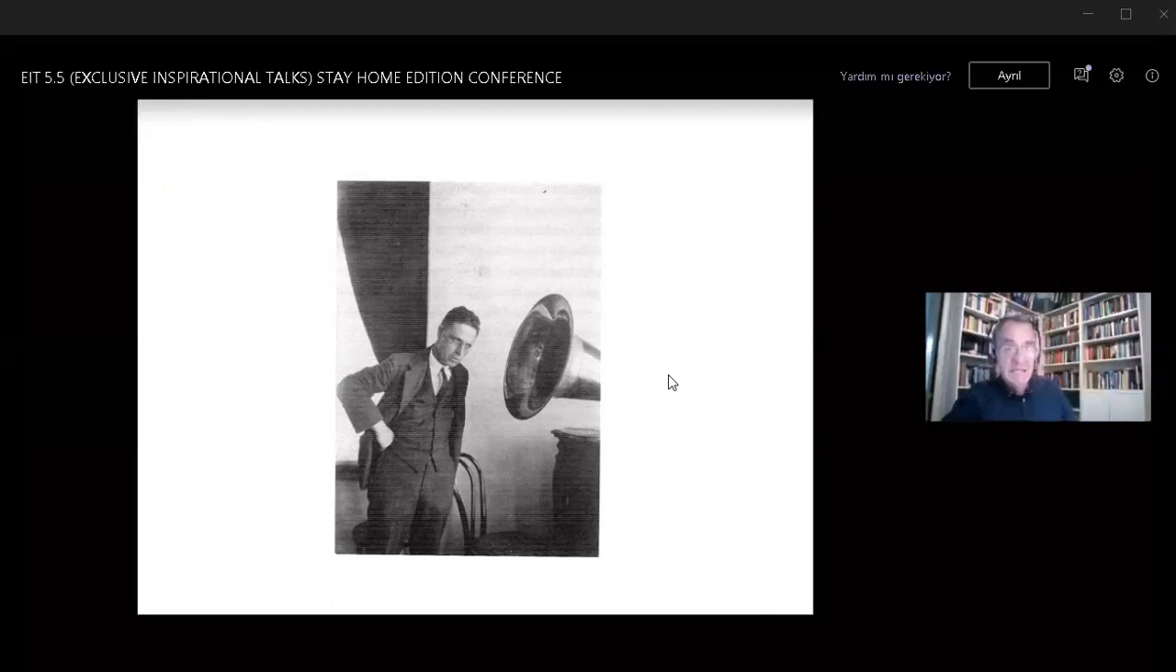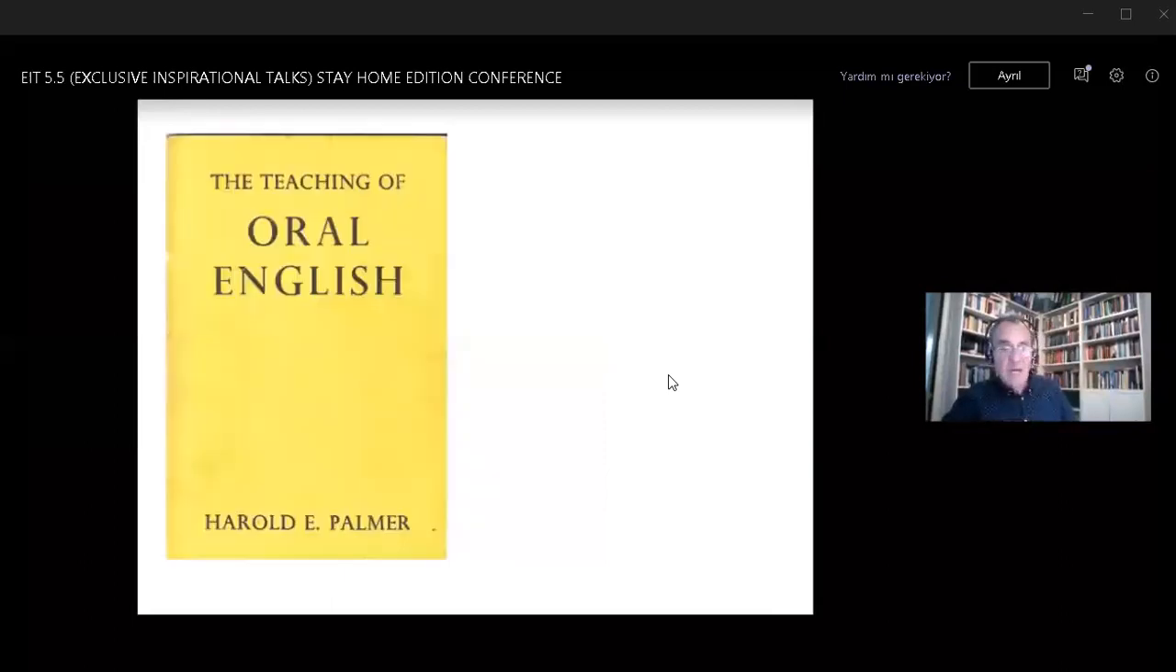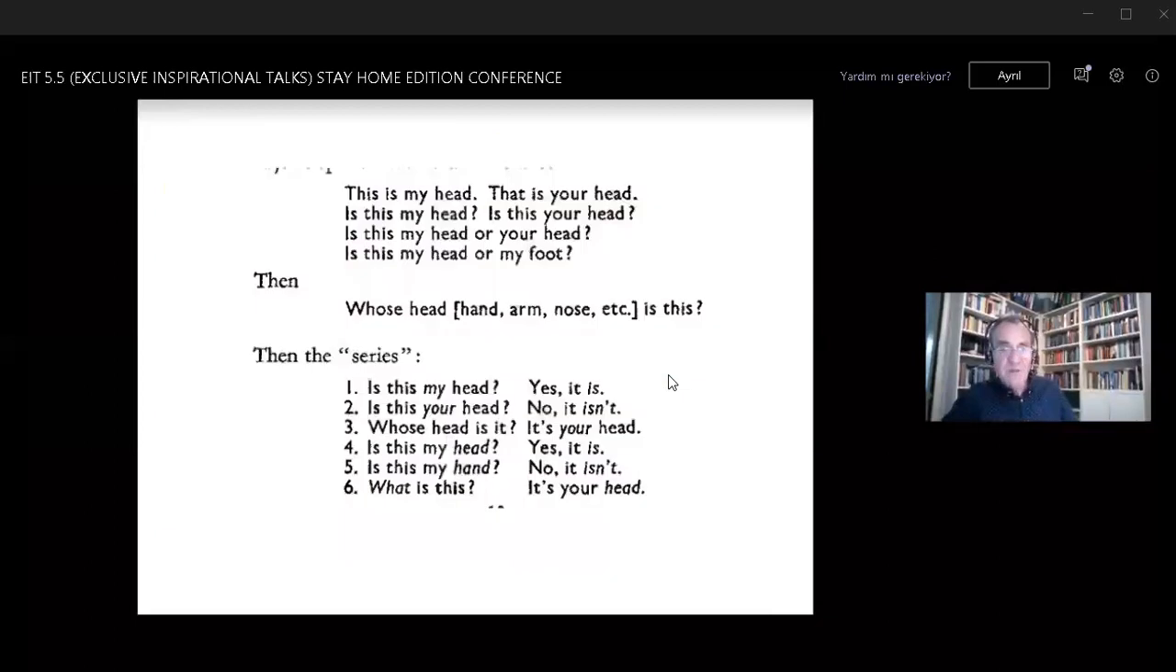And Palmer's books have a lot of these kind of practice activities that you see like this, where the teacher demonstrates directly using his own body. This is my head, that is your head. Is this my head? Is this your head? Is this my head or your head? Again, we're not in the area of authentic language use. What we're in is repeated combinations, ringing the changes, if you like, on different patterns.